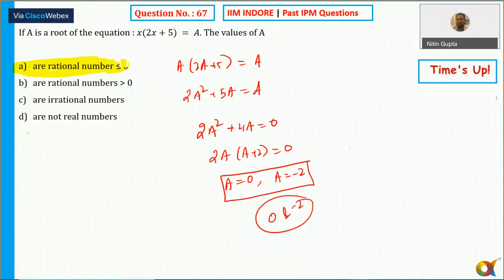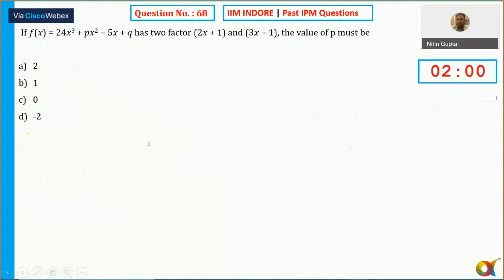But since it is a quadratic, I will solve it like this. So there are two possibilities. A can be 0, and if A is not equal to 0, in that case I'll get A equal to -2. So there are two roots. Now let's move to question number 68. All of you try this.